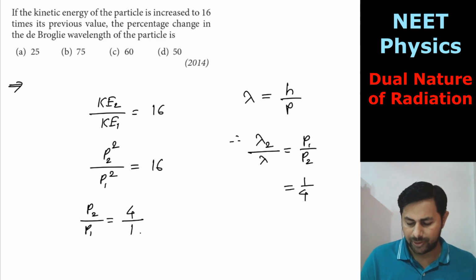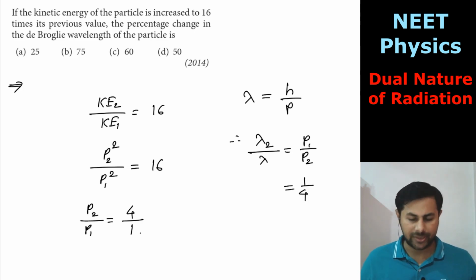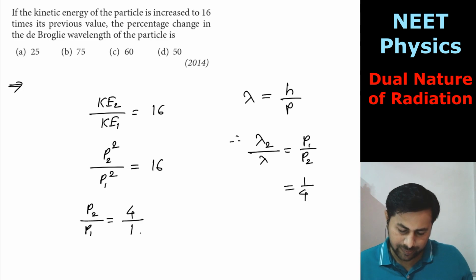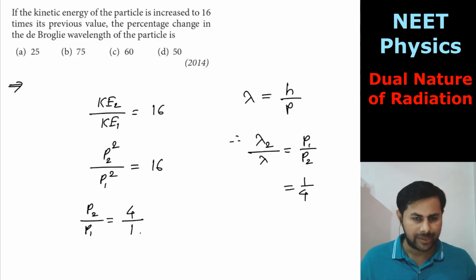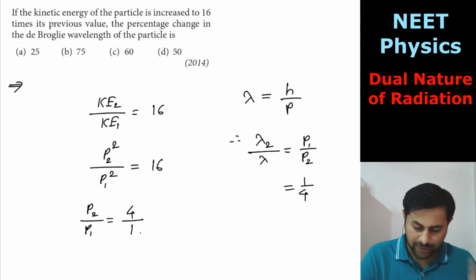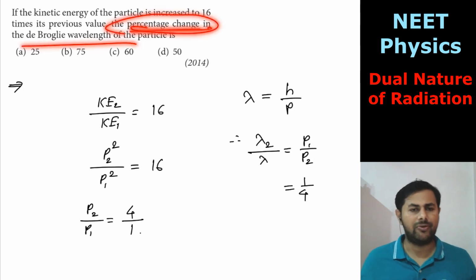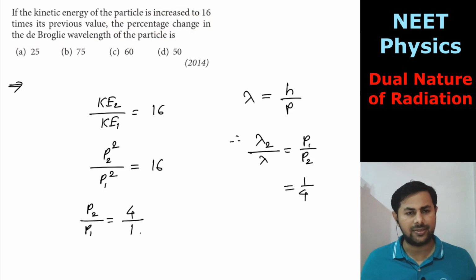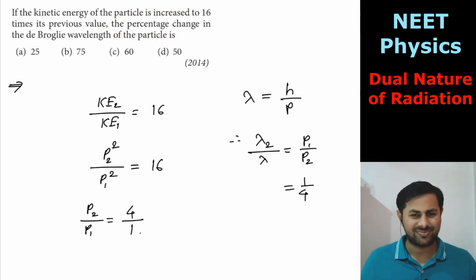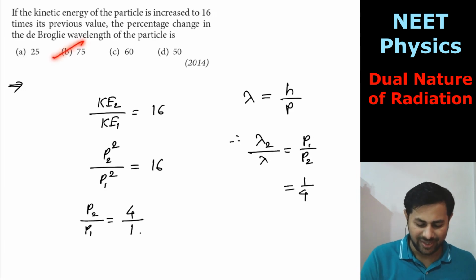That's 1/4. 1/4 means how many percent? It becomes 25%, but that's not what they asked. The percentage change in the de Broglie wavelength. Okay, so what's the answer? Tell me. 75%, right? It's option B.